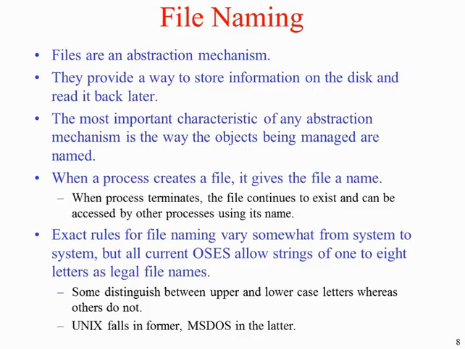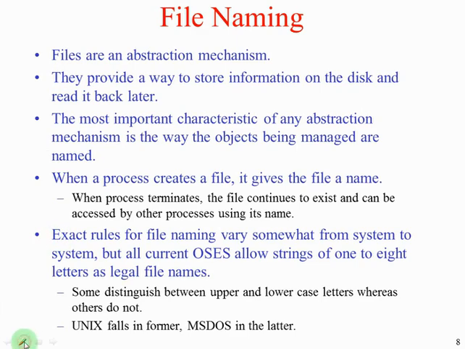Now as far as the naming rules are concerned, they vary from one operating system to another, but usually almost every current operating system allows strings of 1 to 8 letters as legal primary file names. Some operating systems also distinguish between uppercase and lowercase letters, whereas others do not. As far as Unix is concerned, it falls under the former, where if you give one particular file name and another file name that is the same but the cases are different, they are treated differently.